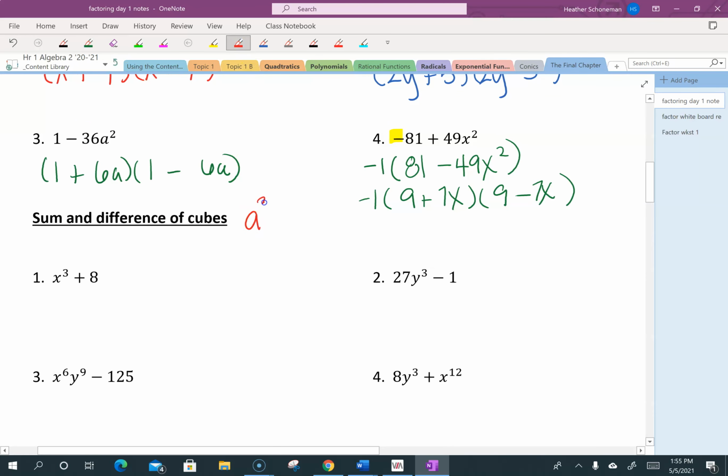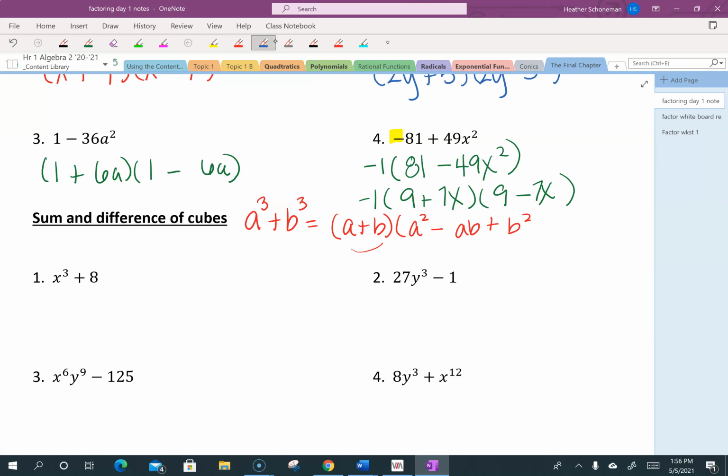If I have a cubed plus b cubed, and I'm trying to factor, for the first parentheses I'm going to take the cube root of both, so it's going to be a plus b. My second parentheses, I'm going to square the a, get a squared, change the sign, then multiply the 2 things together. Then the last sign is always plus, and then I square the b and get b squared.